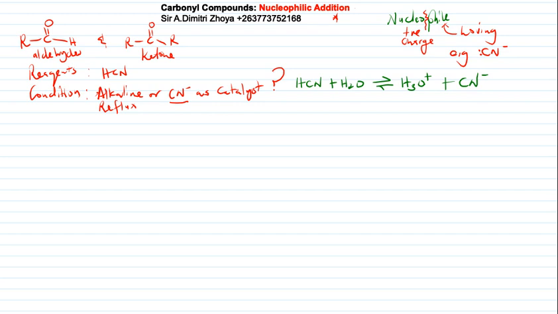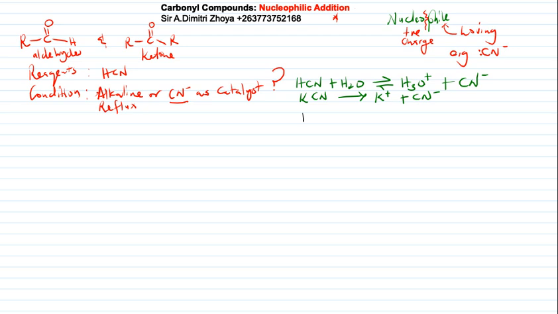So in order to increase the concentration of the cyanide nucleophile, we can use potassium cyanide or sodium cyanide. This fully dissociates, giving us potassium ion plus cyanide ion. Or we can use an alkali.